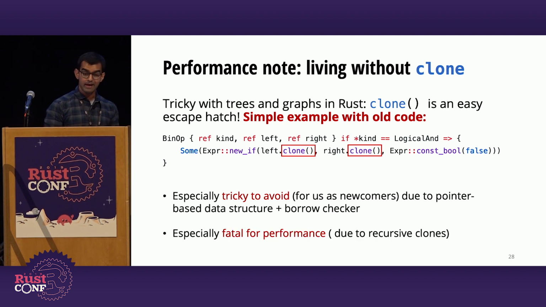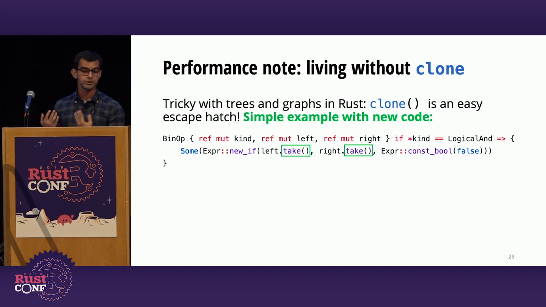But unfortunately, the other bad thing is that this is especially fatal for performance, because we're fundamentally dealing with recursive data structures here. So this ends up becoming a recursive clone. So at some point, we did have to fix these issues. Our solution to this was fairly simple.